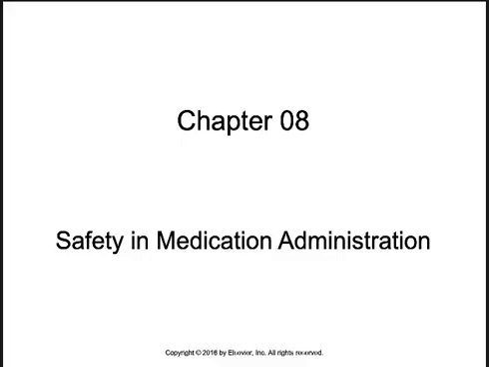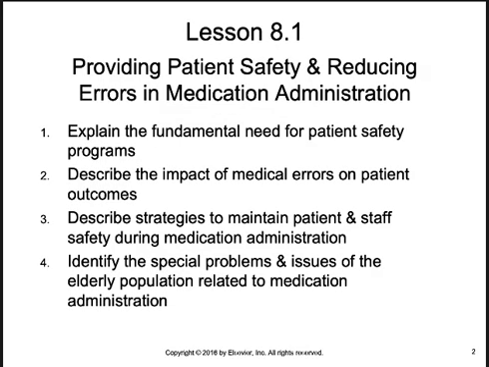This is Chapter 8 in Math 101 on safety and medication administration. We want to go through this and address some of these very important points which are not necessarily directly related to calculating dosages. Okay? So we're going to talk about the need for patient safety programs, the impact of medical errors on patient outcomes, describe strategies to maintain patient and staff safety during medication administration, identify the special problems and issues of the elderly population related to administration.